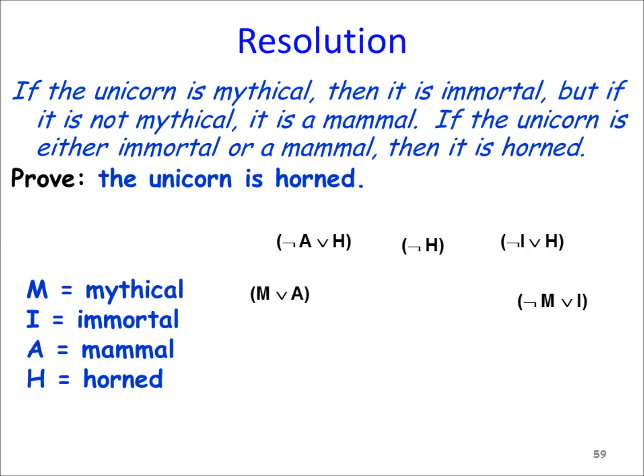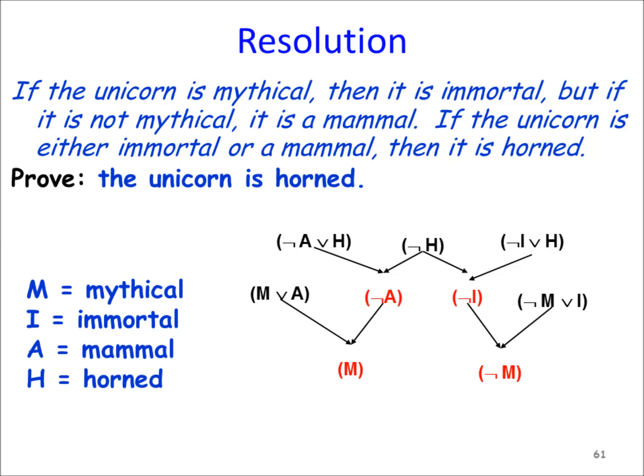So H goes away, we got not A. H goes away, we got not I. We can do resolution here. So we can get M. We can get not M. We can do resolution here. We got an empty clause. Okay. That's why empty has to be false. So the rules work.